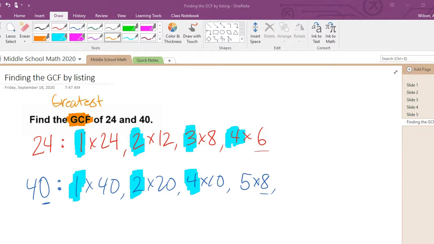1 is a common factor. 2 is a common factor. There's a 3 on the list of 24, but there isn't down here on the 40. Oh, I see a 4 in both lists. I don't see anything else. I see a 24, but not down below. I see a 12, but not down below. Oh, there's an 8. I missed the 8. And then let's move on to the other ones. I think that's it. The greatest common factor using the listing method is 8.